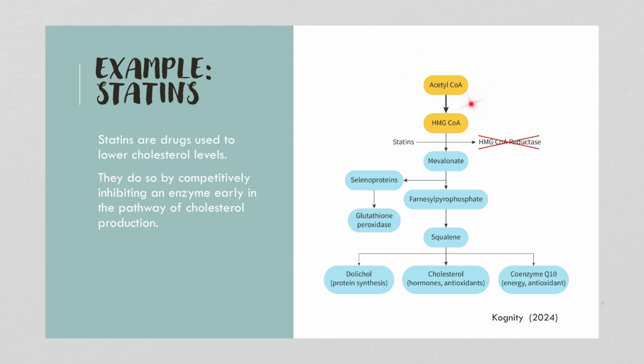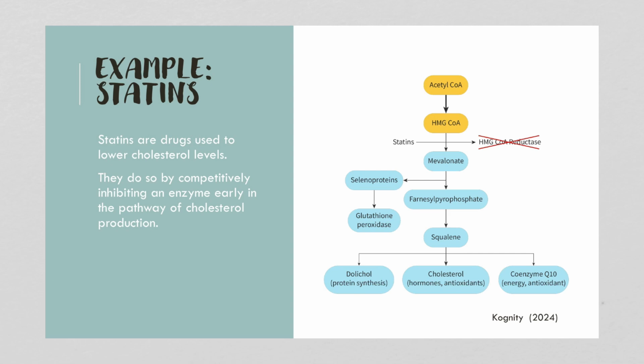Acetyl-CoA is converted to HMG-CoA, and then all these other reactions happen, but now can't, because the statin inhibits here, which means that some of these other materials aren't produced either. So coenzyme Q10 wouldn't be produced, nor squalene, glutathione peroxidase, and so on. But it will prevent the production of cholesterol, which is the end goal. However, cholesterol is also used for building hormones and antioxidants, so statins aren't perfect.